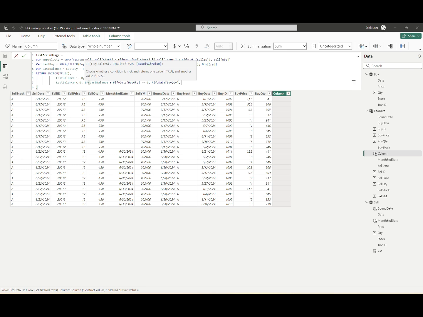Otherwise, that means it's more than 0. The last balance plus the buy-in quantity is more than 0. All right, that means the buy-in quantity of the current row is sufficient to cover the last balance. All right, so since the last balance is negative, I need to use the negative. All right, then it will be completed. Let me hit enter, you will see.